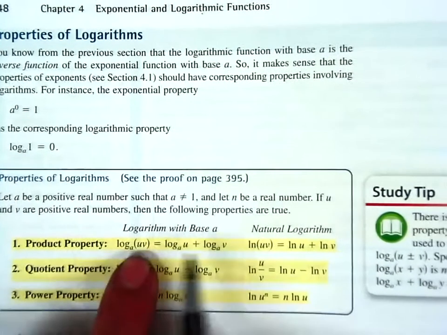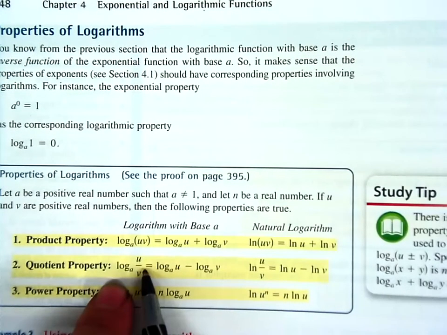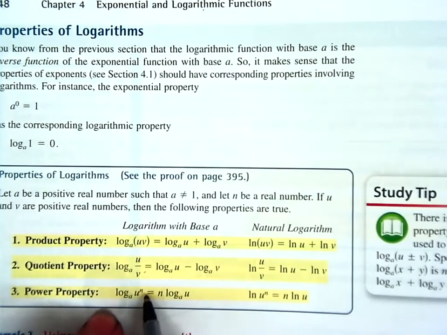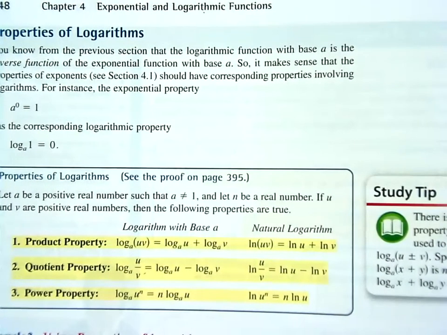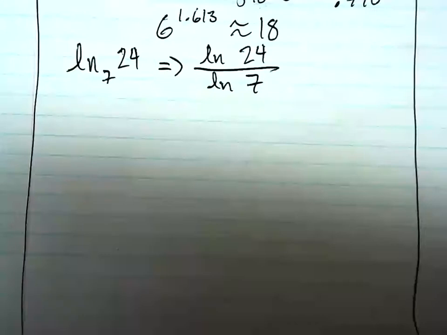Okay, so basically here, product splits up into an addition problem. Quotient splits up into a subtraction type problem. And here, if you see the power attached to that u value, we actually get to pull the power in front and treat it like a coefficient in front of the entire log. All right, so with these properties, let's go ahead and do 2 examples.